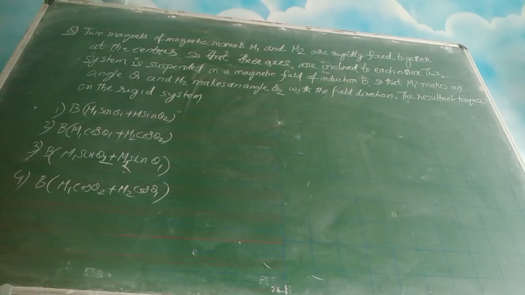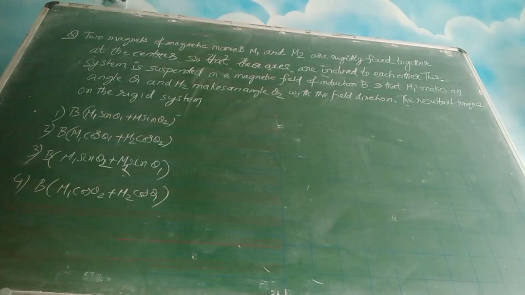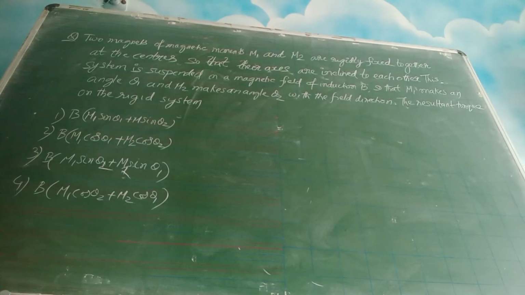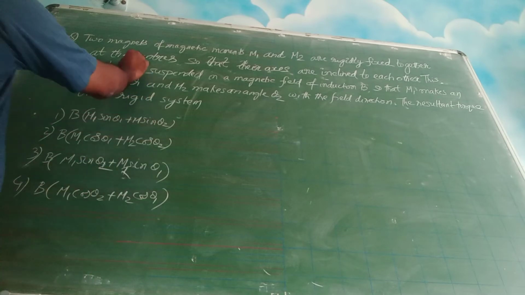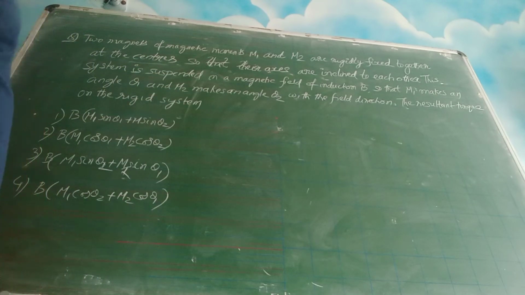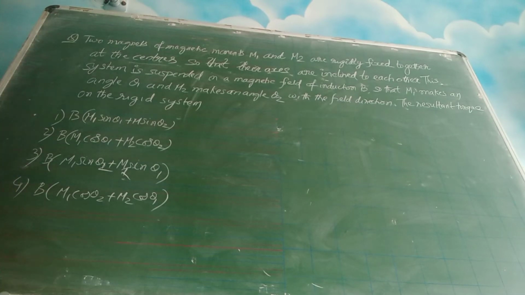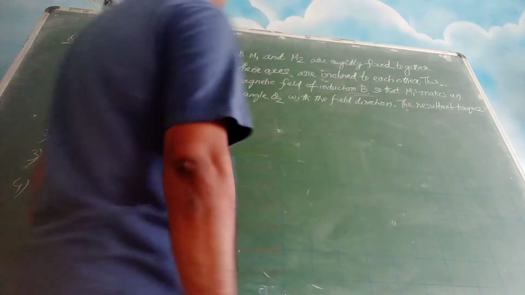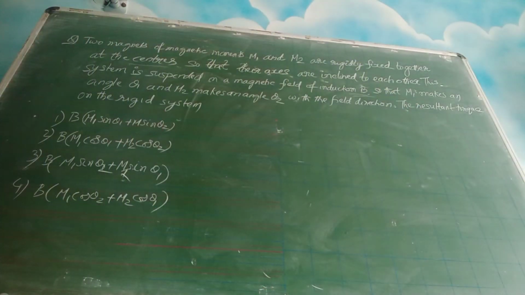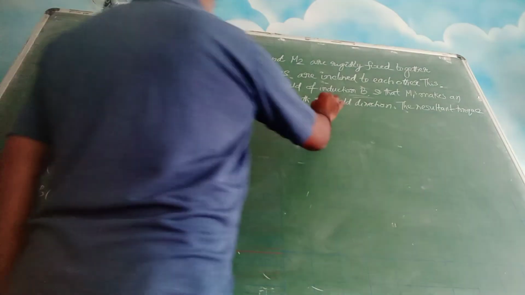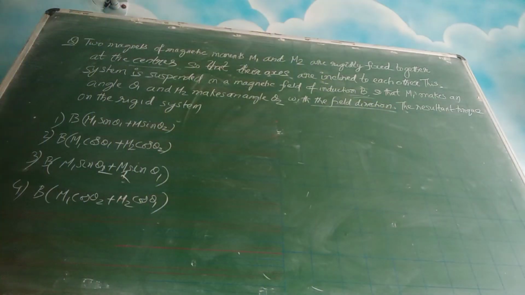Okay, let us look into this question. Two magnets of magnetic moments M1 and M2 are rigidly fixed together at their centers so that their axes are inclined to each other. This system is suspended in a magnetic field of induction B so that M1 makes an angle theta 1 and M2 makes an angle theta 2 with the field direction. You have to note these terms very carefully.